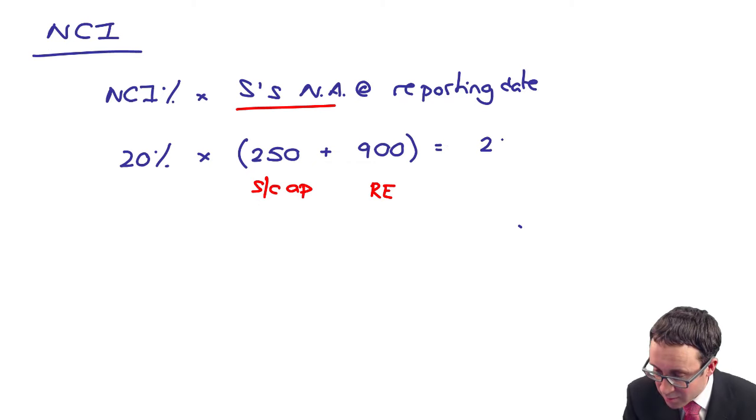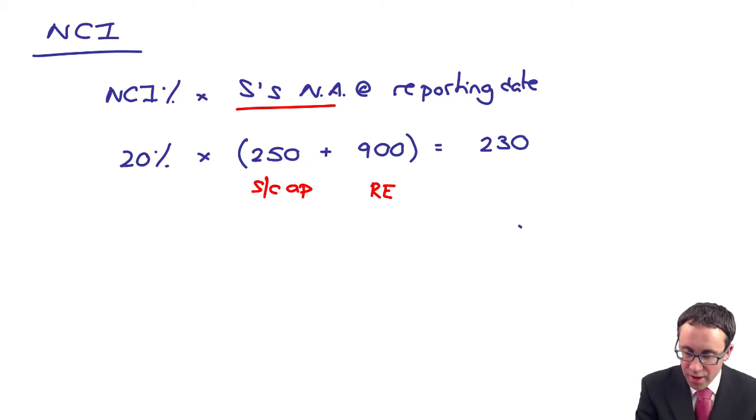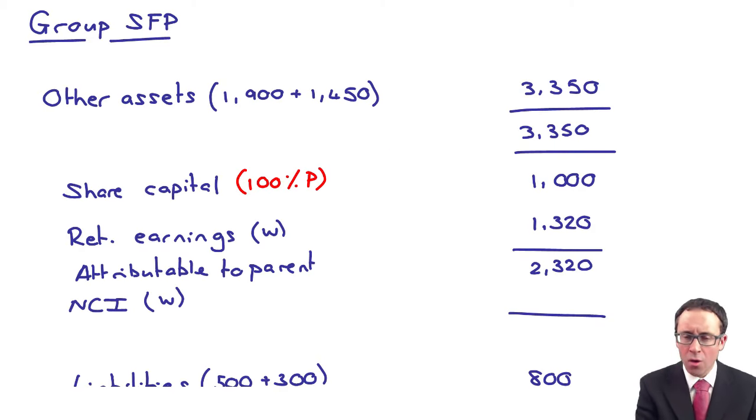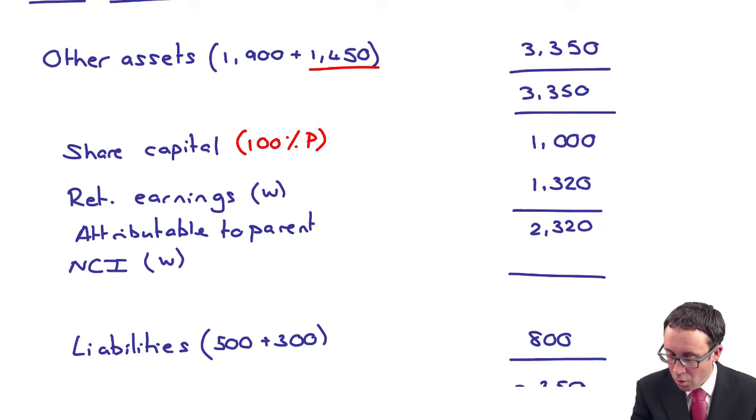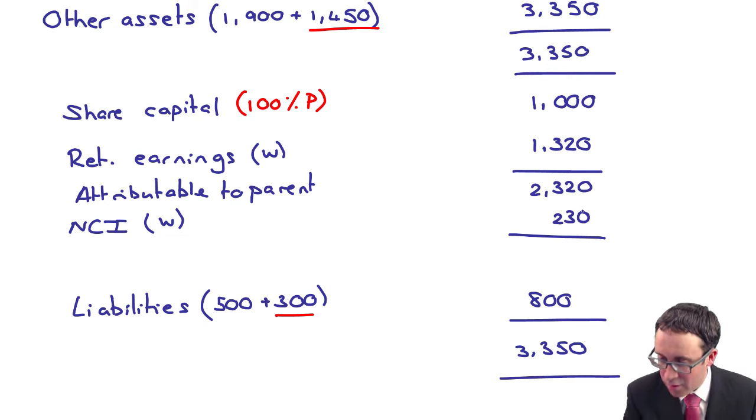20% of that is 230, isn't it? Okay. So that's what the non-controlling interest own. We've gone through there, haven't we, and consolidated all of the assets here at 1450, all of the liabilities at 300, and of that figure there, I think if you net it off, is it the 1150? 20% belongs to the NCI, and that gives me 230.